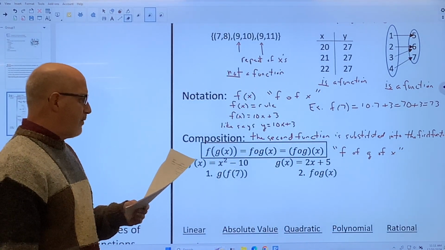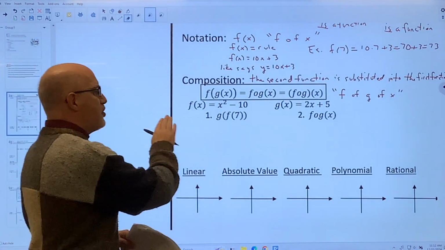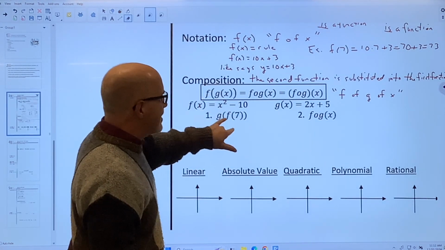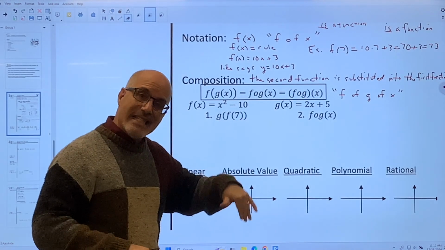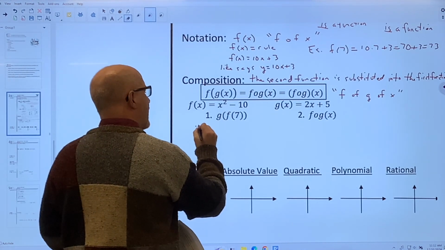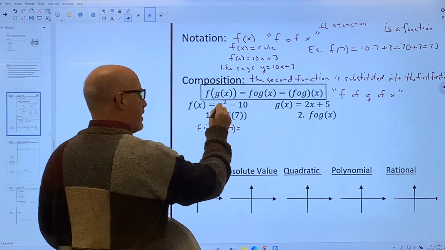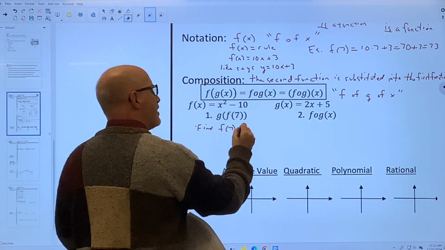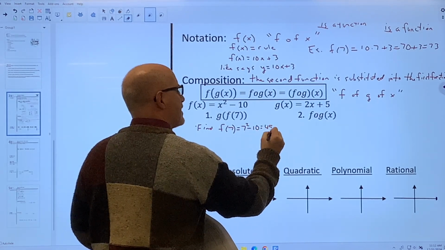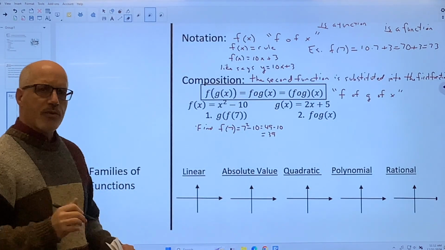All right, so let's take a look if we've got this example here. Let's try this first one here. If you do g of f of 7, what you do is ignore the g of x for now and just think about the f of 7. Think about what the inside is, because we're going to put that into the g function. So we're going to first of all find f of 7. That means put it into this function. 7 is the input, so we're going to have 7 squared minus 10, which is equal to 49 minus 10, which equals 39. So f of 7 equals 39.